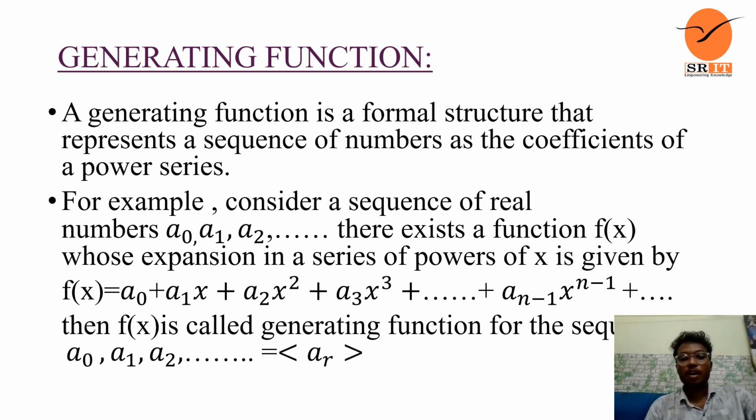So here we have seen that, for example, there is a sequence of numbers a0, a1, a2 and so on, and for this sequence of numbers, we are writing the generating function. So the generating function is f(x) = a0 + a1 x + a2 x^2 + a3 x^3 + and so on. In this way the generating function will be generated. This is what a generating function is called.